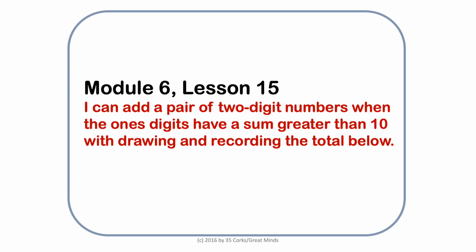Today we're doing Module 6, Lesson 15, and our objective is I can add a pair of two-digit numbers when the one's digits have a sum greater than 10 with drawing and recording the total below. Our objective is kind of similar to yesterday's, but a step different.